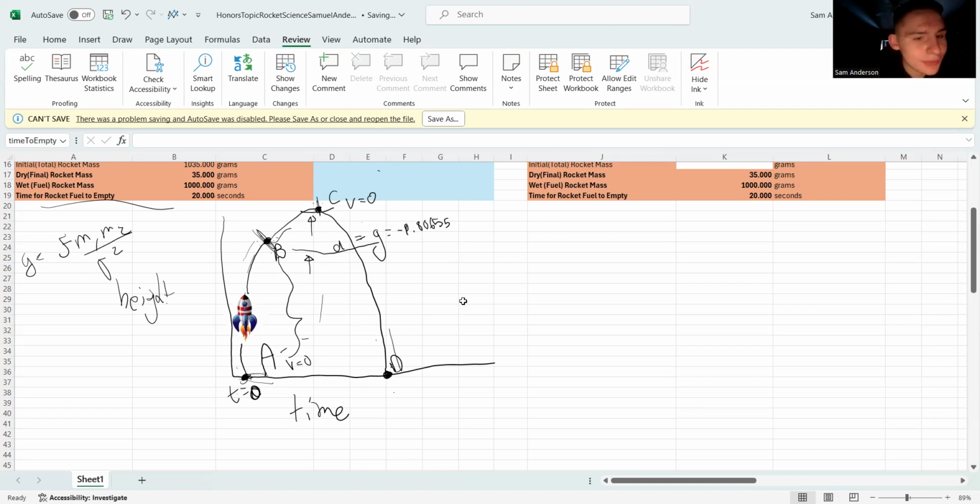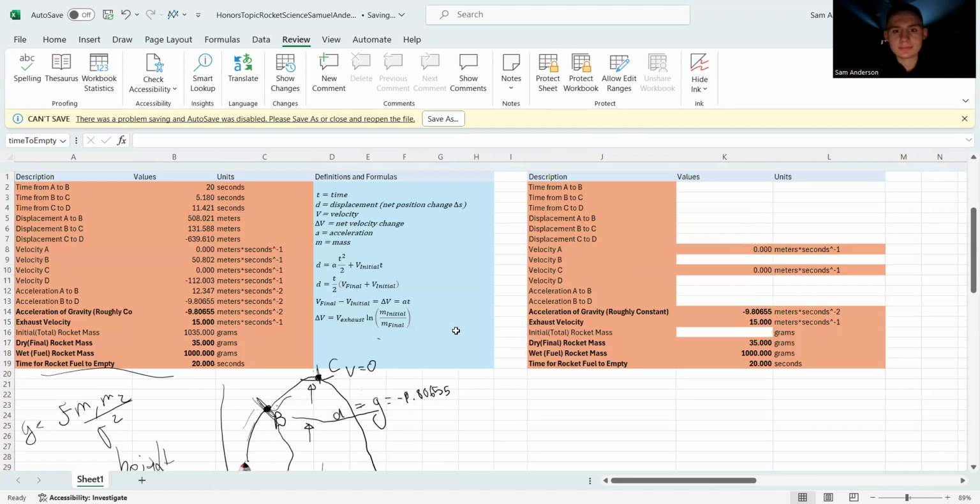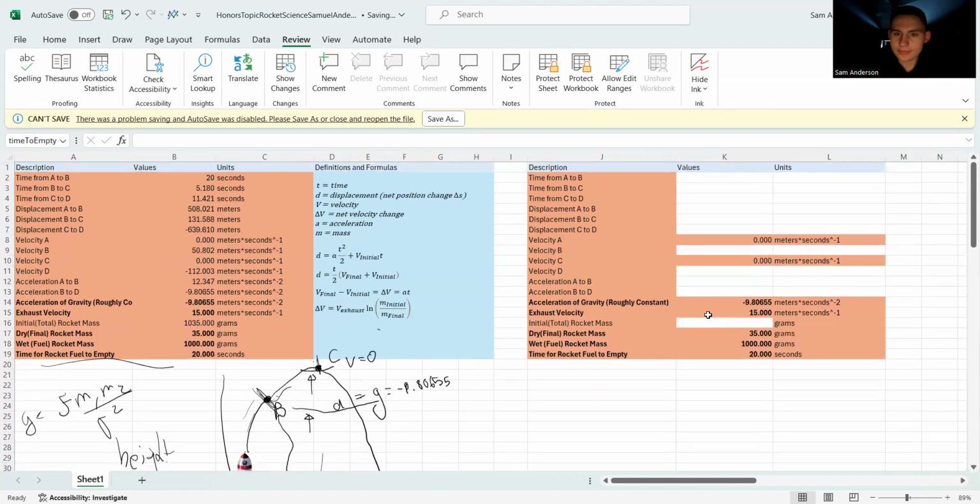And we will also be able to find the overall time that the rocket's in the air. So, given our values, we have time for rocket fuel to empty, wet, dry. Okay, I already went through that. Let's move on, just get into the nice stuff. Let's see. For velocity A, I said there was a velocity of 0. Same for C. Have that written down already.